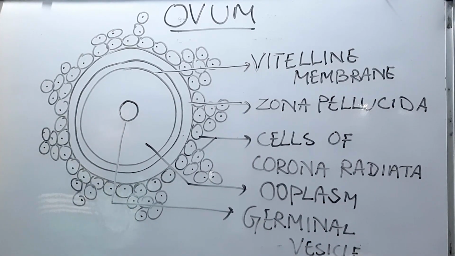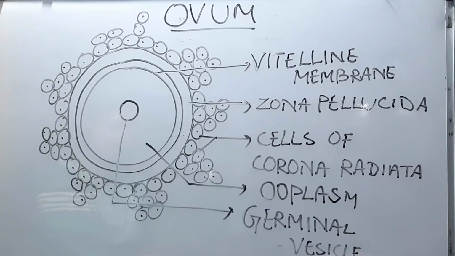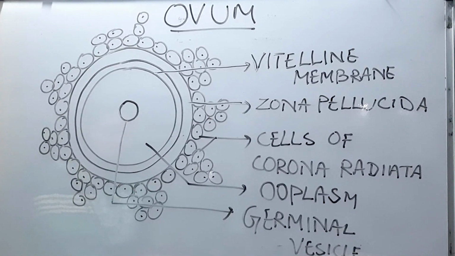So remember here, cell membrane is known as vitelline membrane. Outer to the vitelline membrane is present the zona pellucida. Outer to the zona pellucida is the corona radiata. As it appears like the cells are radiating out, the name corona radiata is given. The ooplasm is the cytoplasm of the cell, and germinal vesicle is the female pronucleus which contains 23 chromosomes in case of human being.